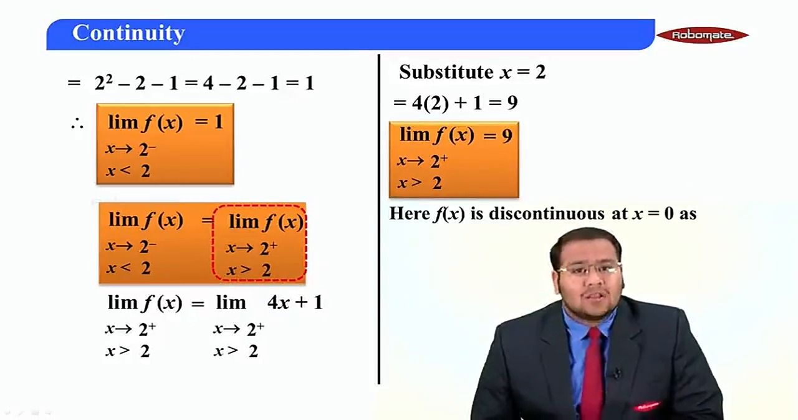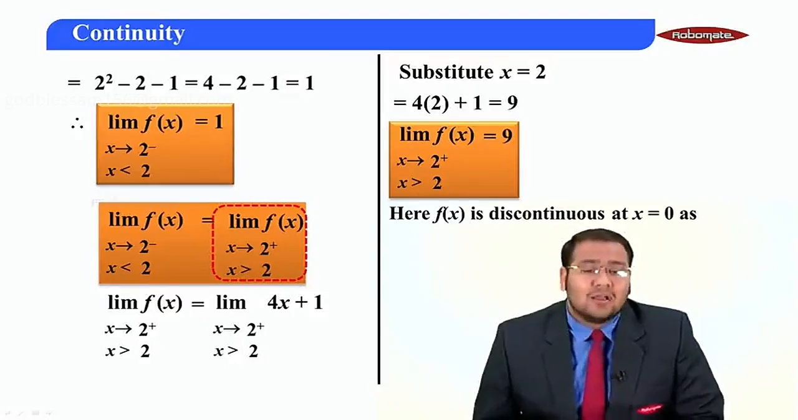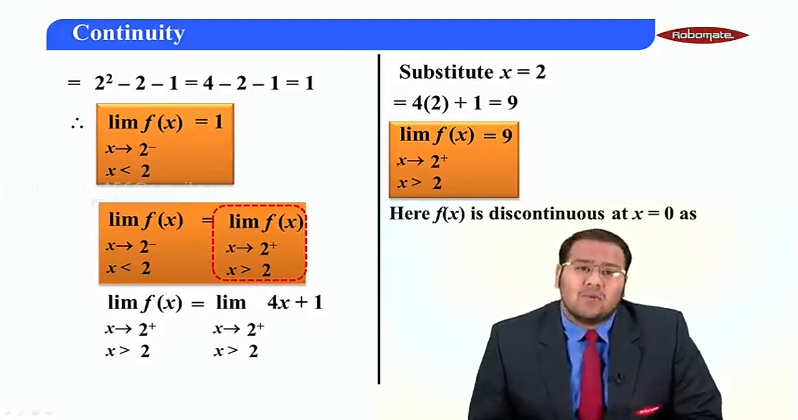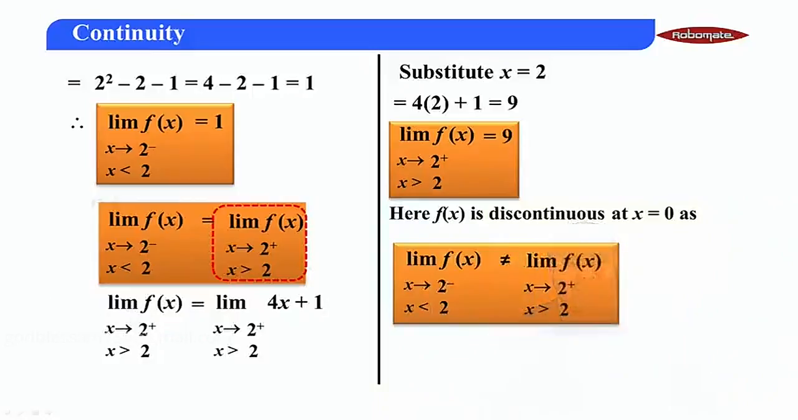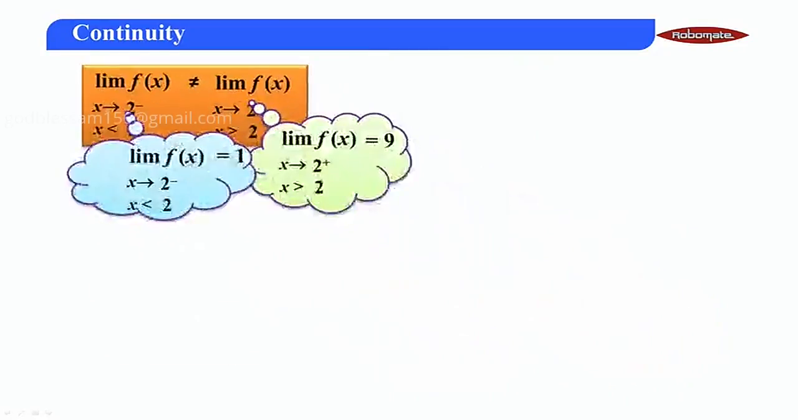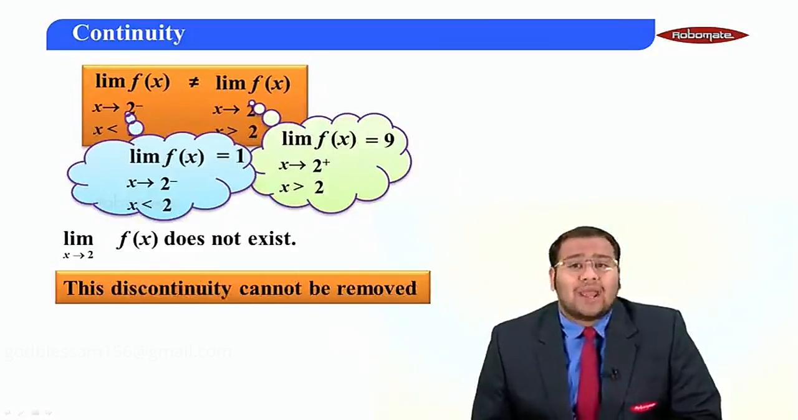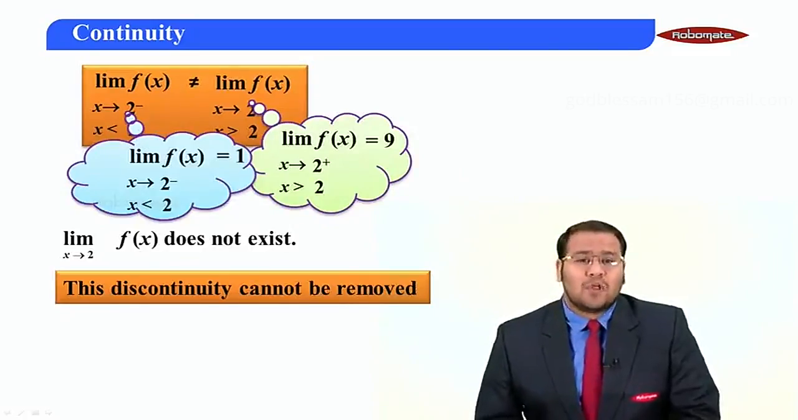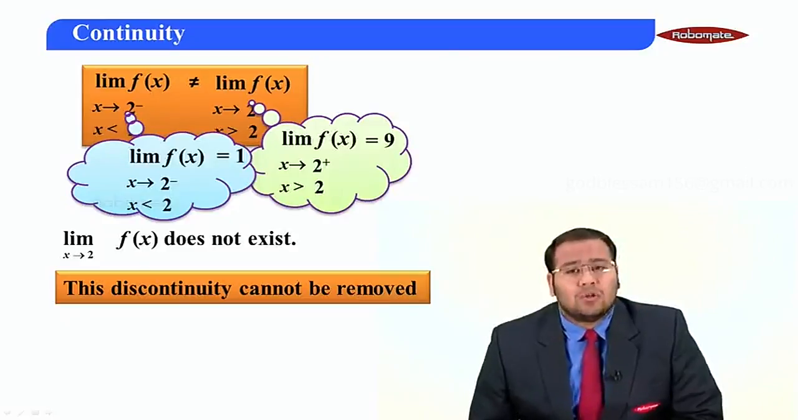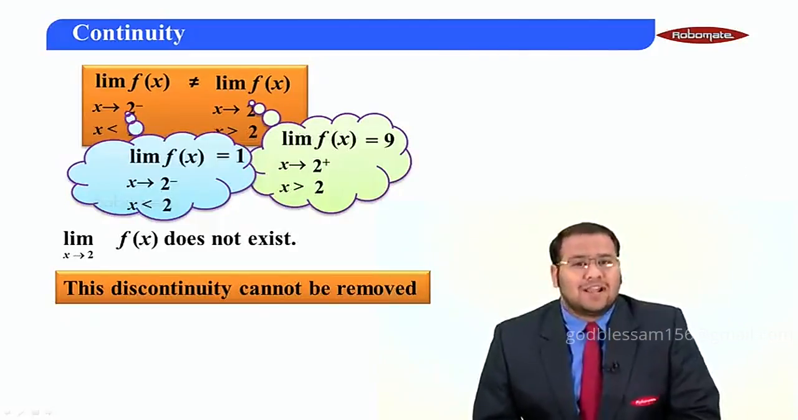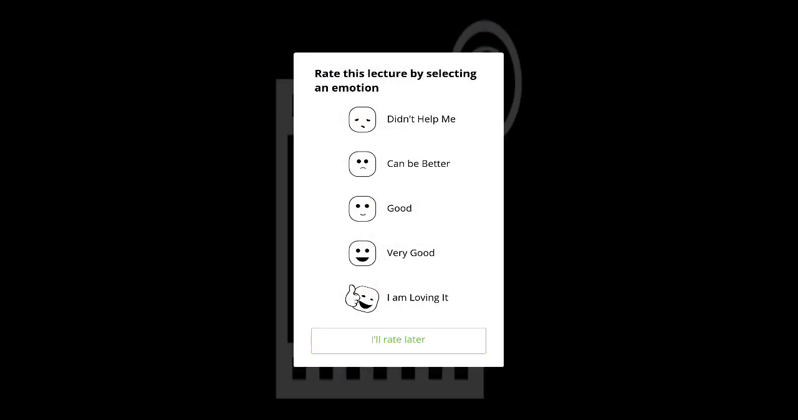Absolutely fine. But when the left hand limit and the right hand limit are not equal, it is an irremovable discontinuity. So in this case, since the left hand limit is not equal to the right hand limit, I can say that hence the limit of f(x) does not exist and such type of discontinuity cannot be removed. Students, solve some more problems of such types. Till then, see you. Thank you.